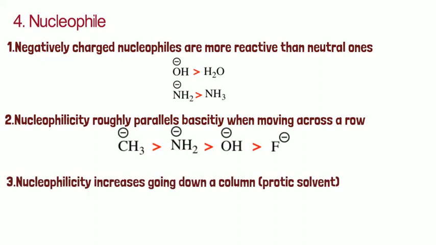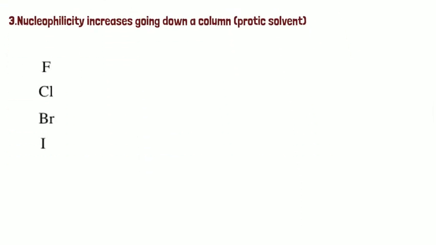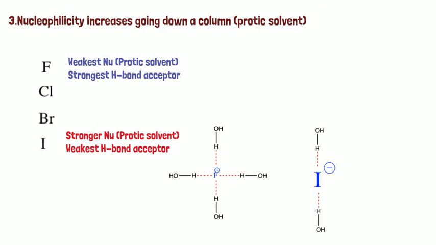Lastly, nucleophilicity increases going down a column in polar protic solvent. A protic solvent can hydrogen bond with the nucleophile. Fluoride ion is the strongest hydrogen bond acceptor and is the smallest, while iodide is the weakest hydrogen bond acceptor and the largest. Thus, fluoride will be heavily solvated while iodide will be less solvated, and so its lone pairs will be more free, resulting in higher rates.